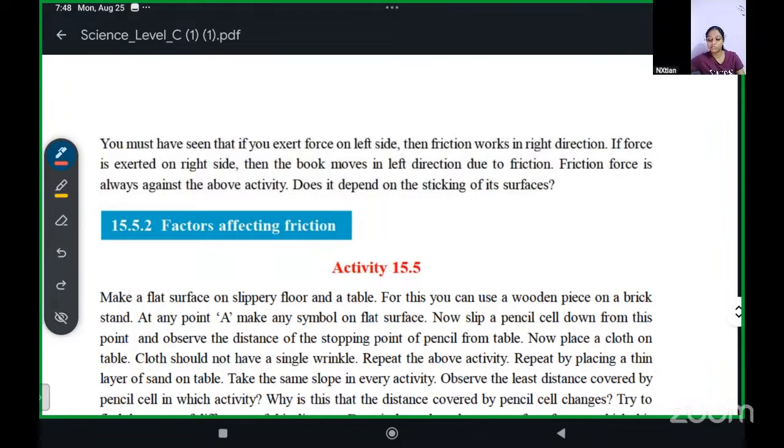Now, friction force, like we saw, is a force that works against moving objects to bring them to a stop. Okay, but it works in the opposite direction. If an object is moving in the right direction, friction force will be there to stop it from the left direction. If the object is moving from the left direction, then the friction force will be there to stop it in the right direction. Okay, it works in the opposite direction of the moving object.